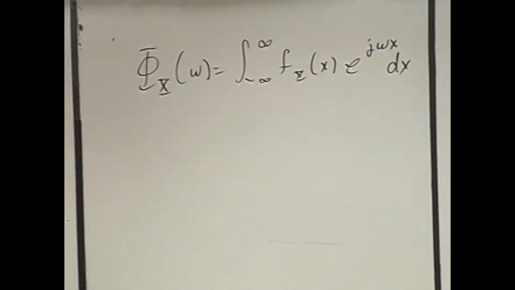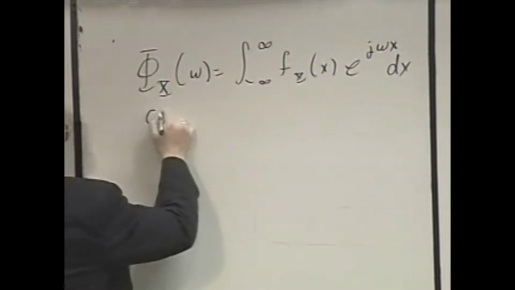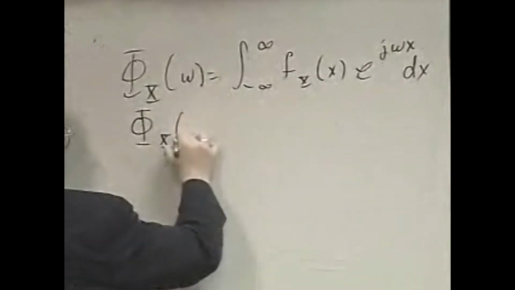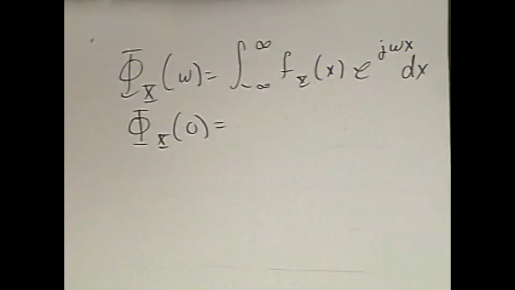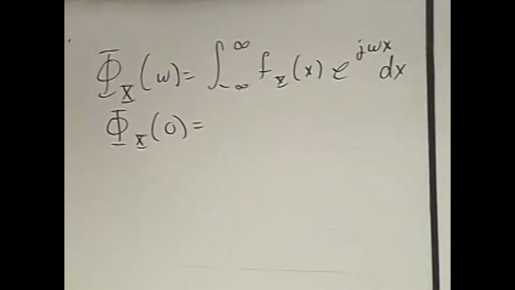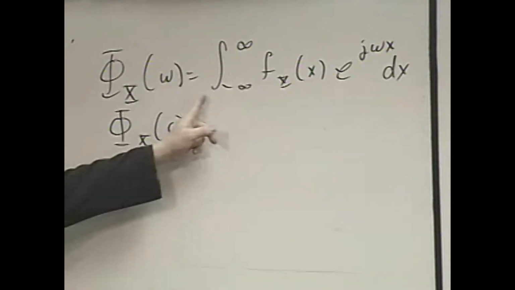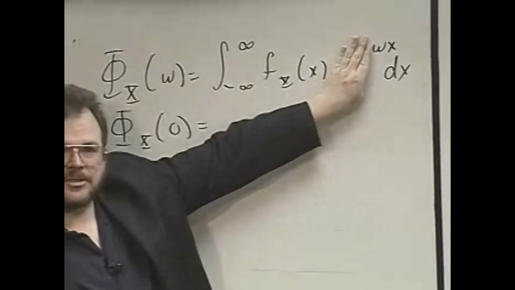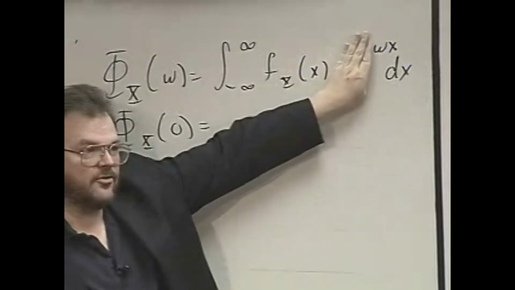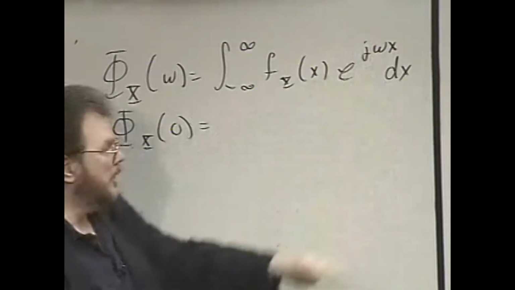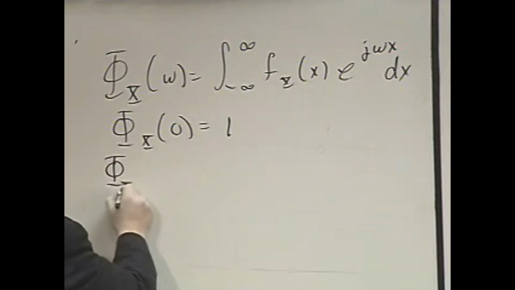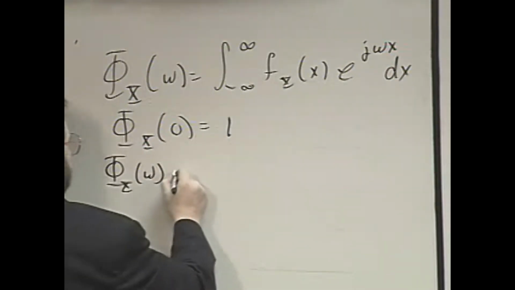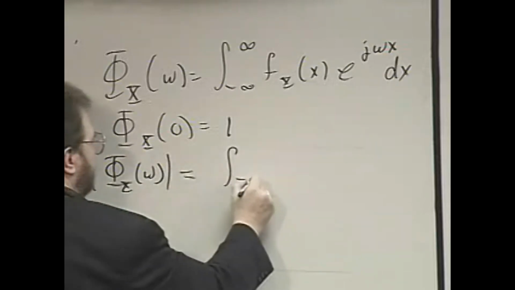This is the definition of the characteristic function. If we evaluate the characteristic function at the origin, we obtain this expression with this e to the j omega x set to 1. Since omega is equal to 0, that e to the j omega x goes to 1, and we're left with the area of the density function. And the area of the density function, of course, is equal to 1. Right? So the characteristic function at the origin is equal to 1. The second inequality comes from this expression.